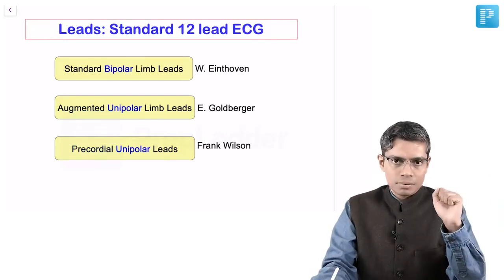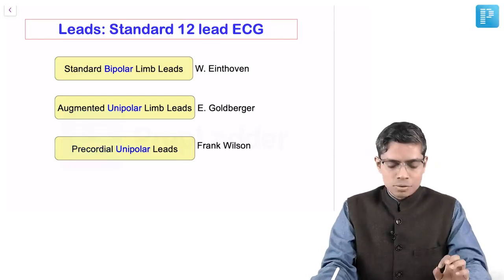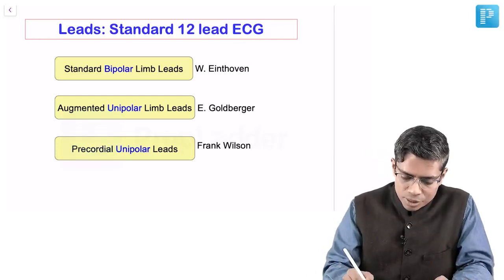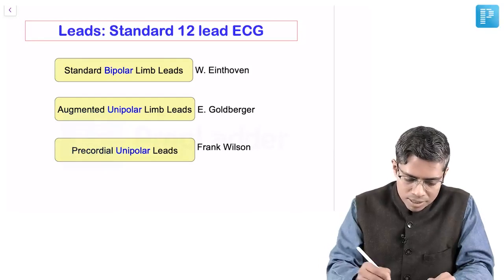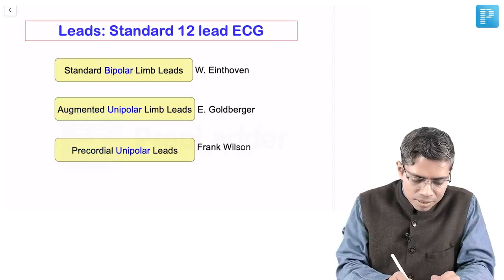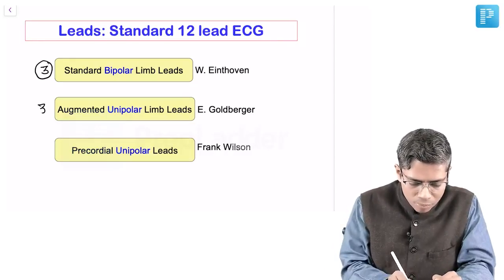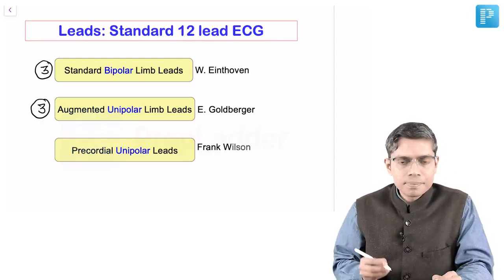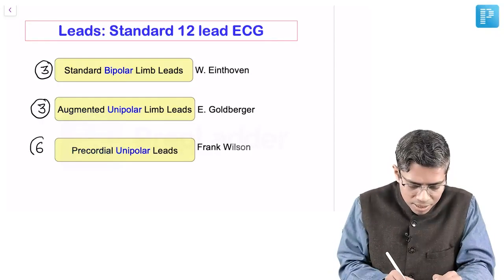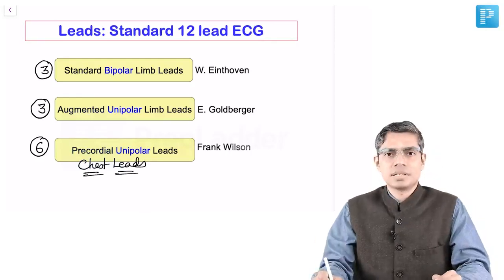Now, we all know that there are 12 leads in a standard ECG. 12 leads means 3 leads are there which are known as the bipolar standard limb leads. So standard bipolar limb leads, how many of them are there? 3. Then you also know that 3 augmented limb leads are also there, and 6 precordial leads are there. Precordial leads are also known as the chest leads, right?